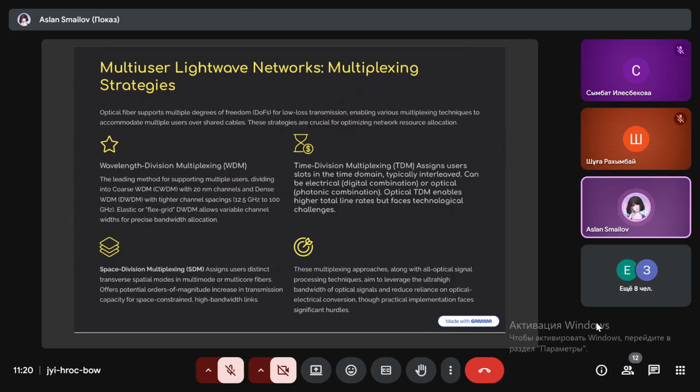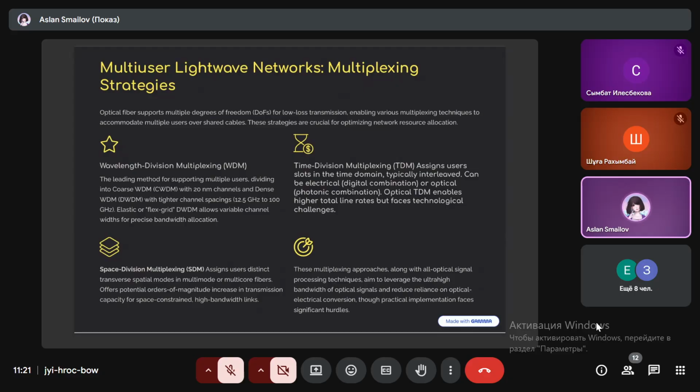Some information in, for example, quantum networks, we will also have these problems. I guess I will answer it in the next slides. Enabling various multiplexing techniques to accommodate multiple users over shared cables. These strategies are crucial for optimized network resource allocation.